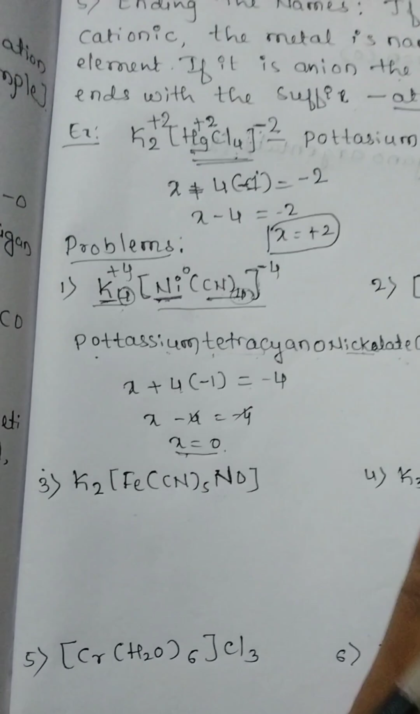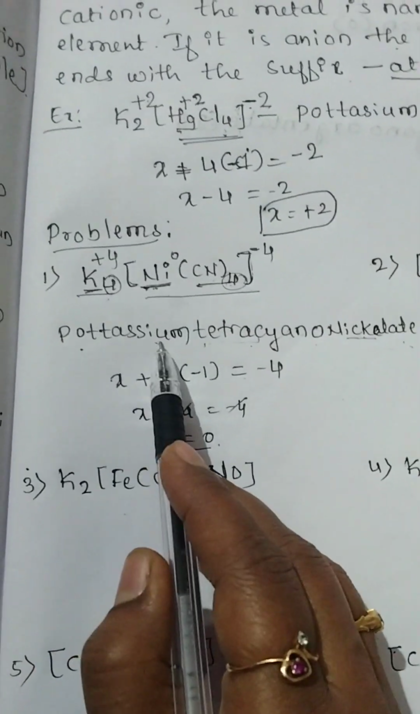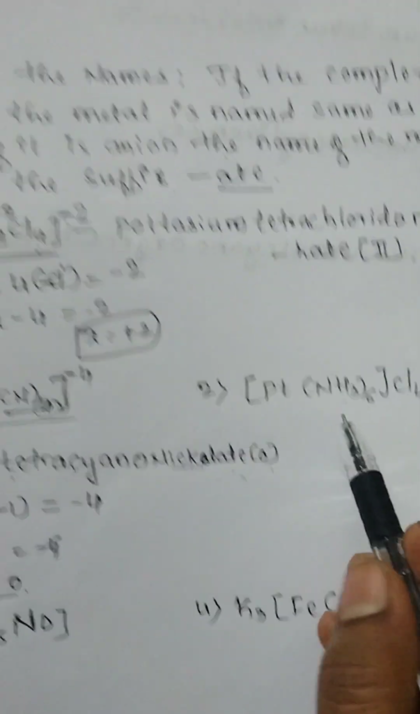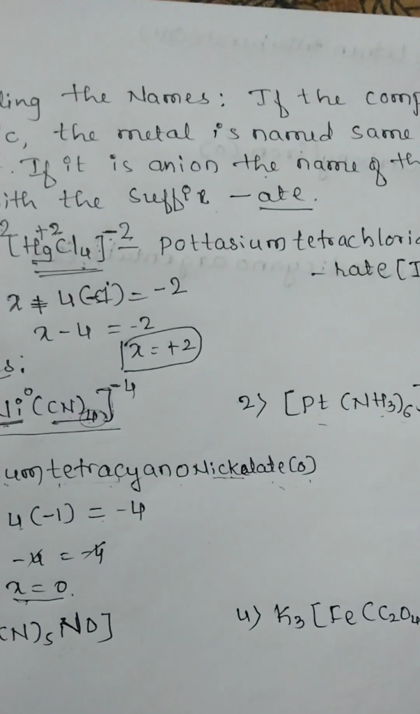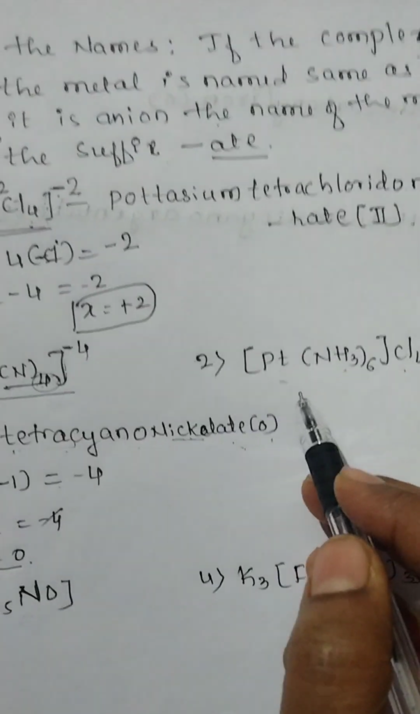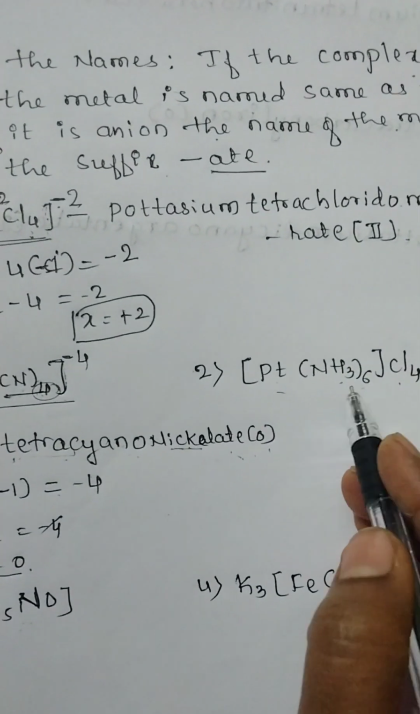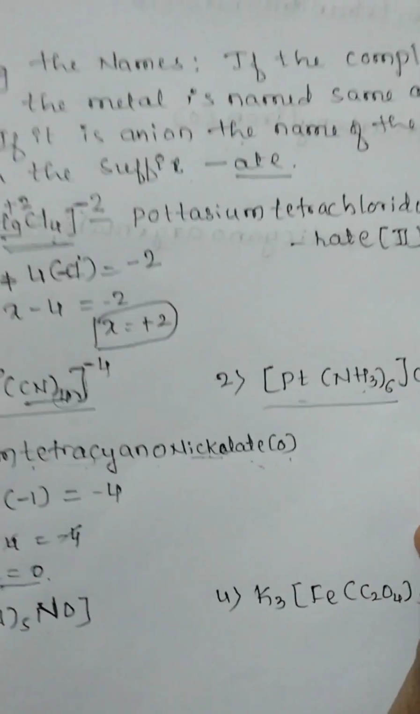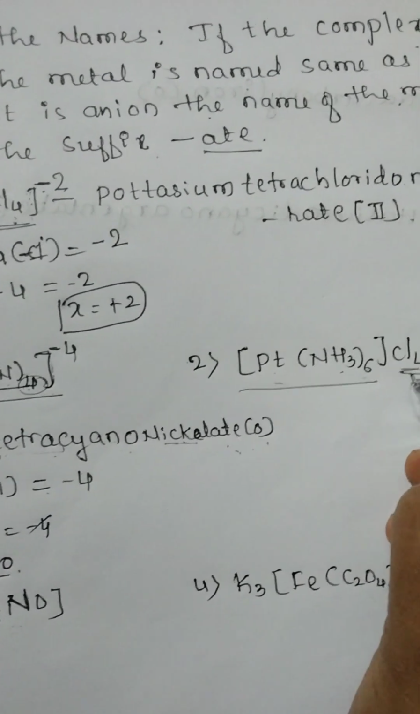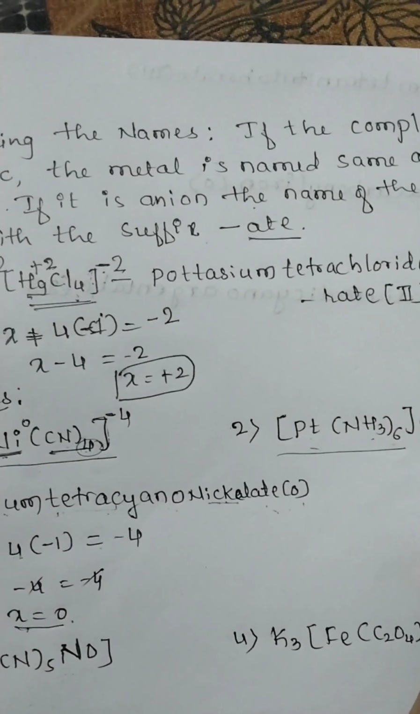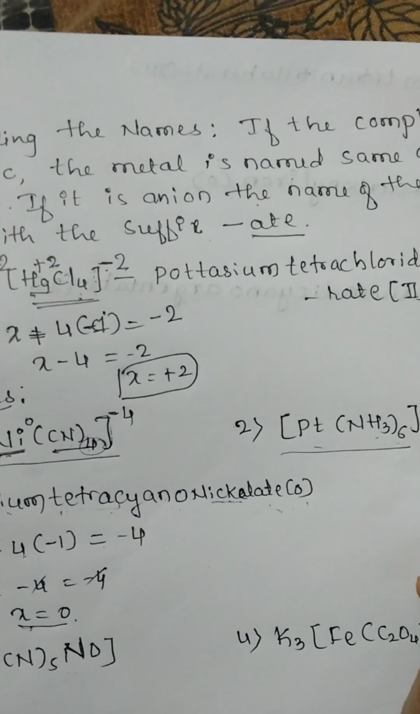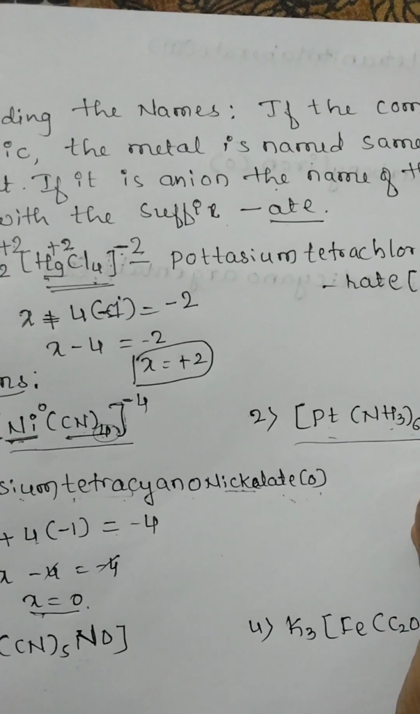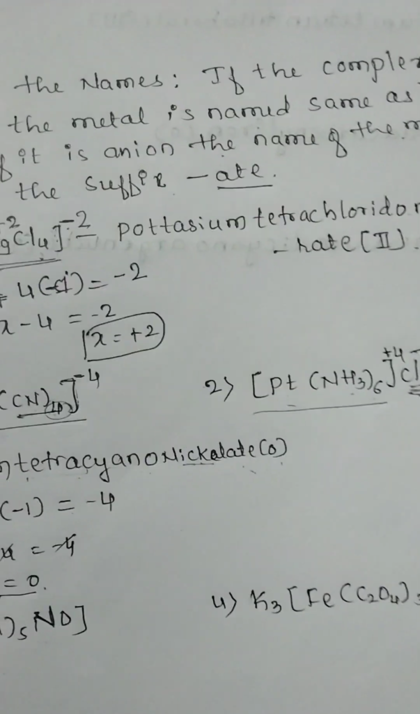Now what is the name of the complex? Potassium tetracyanonickelate. Now let us solve this example. Here first we have to dissociate this complex. Then we will get a charge on a particular simple ion and the complex ion. Here we have a simple anion. The charge of this chloride is -1. There are 4 chlorides present, so it becomes -4. Now the complex becomes +4.